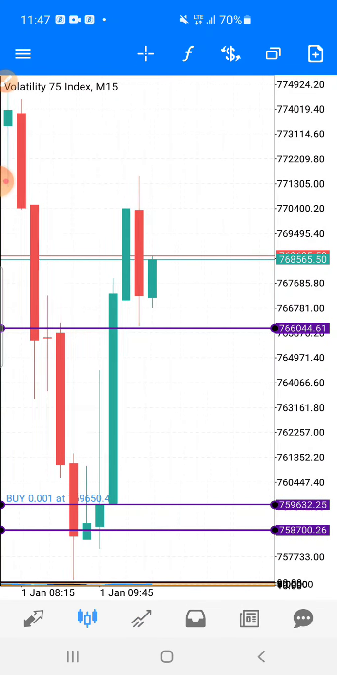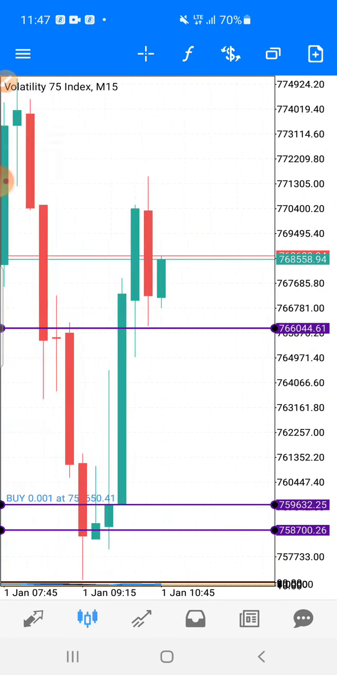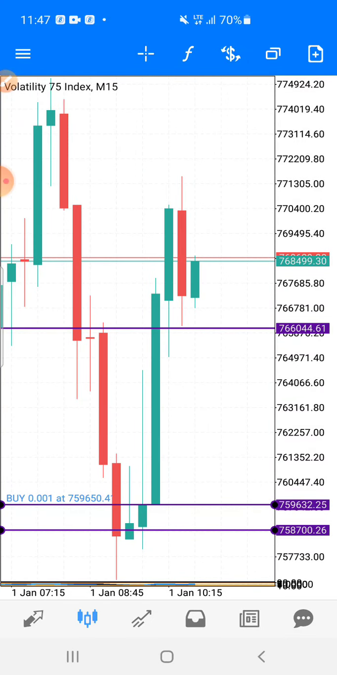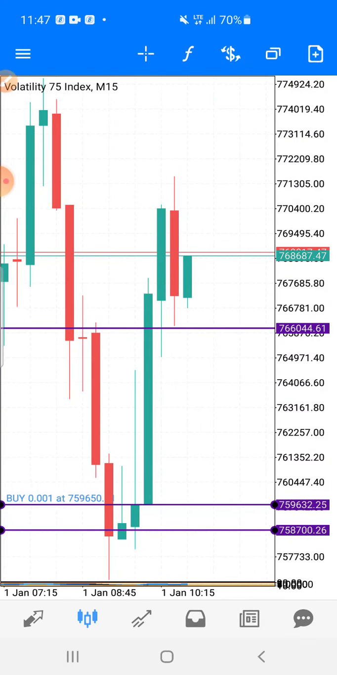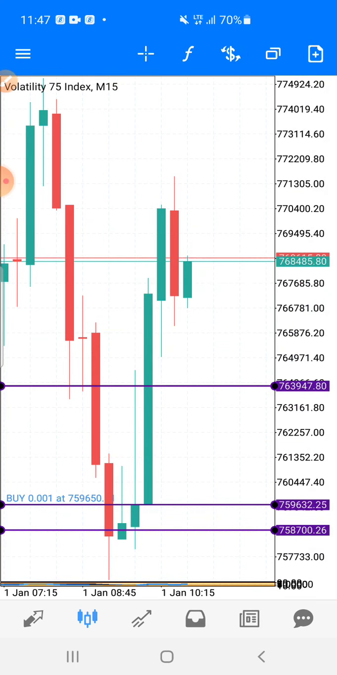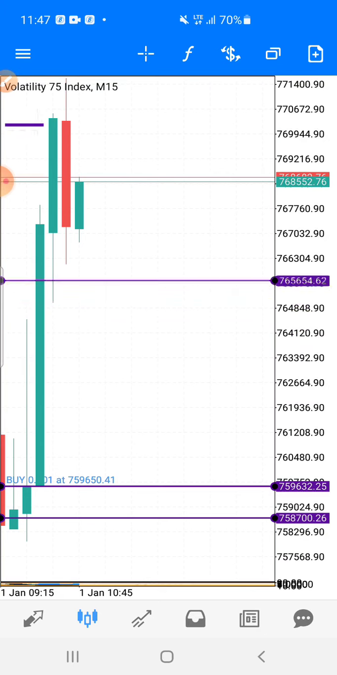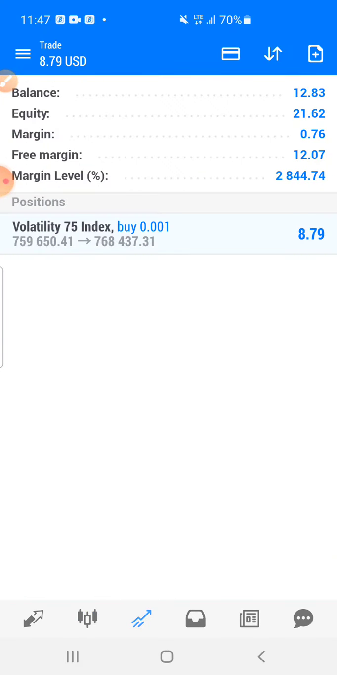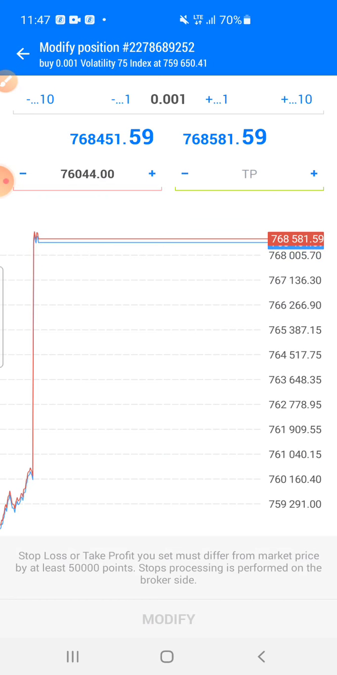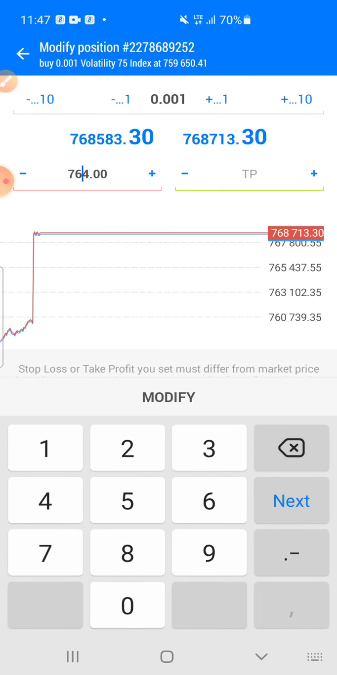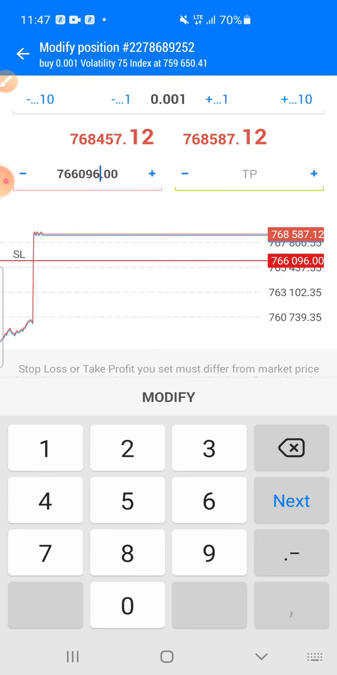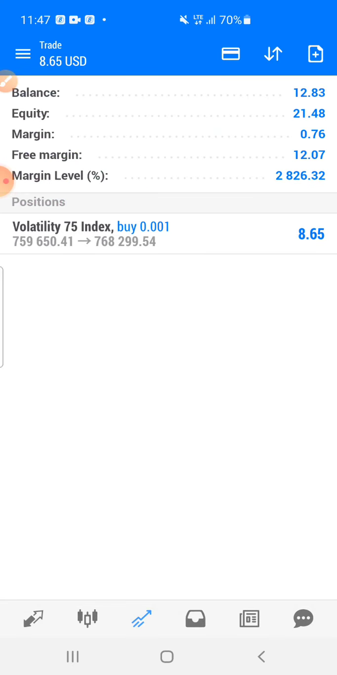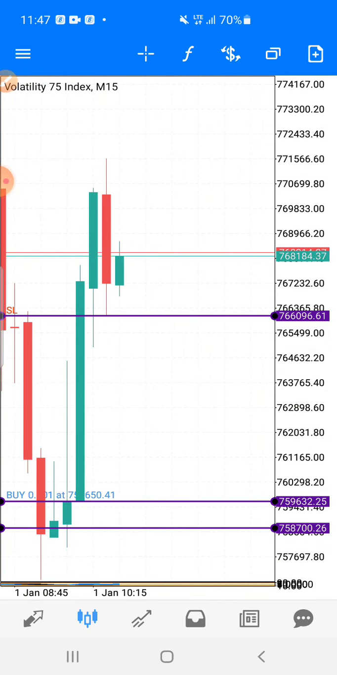So you can now see, sorry, I'm not seeing my stop loss. Is it here? Let me shift this line to see if my stop loss is there. I'm not seeing my stop loss. Let me set it again. So I want to place it here, 7.66096. I think I'm good now. That is where I will set my stop loss. You can see my stop loss is there.